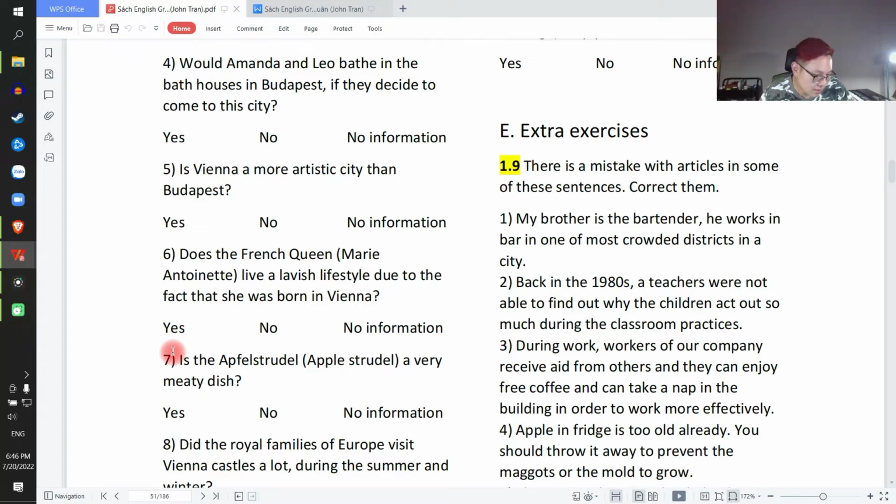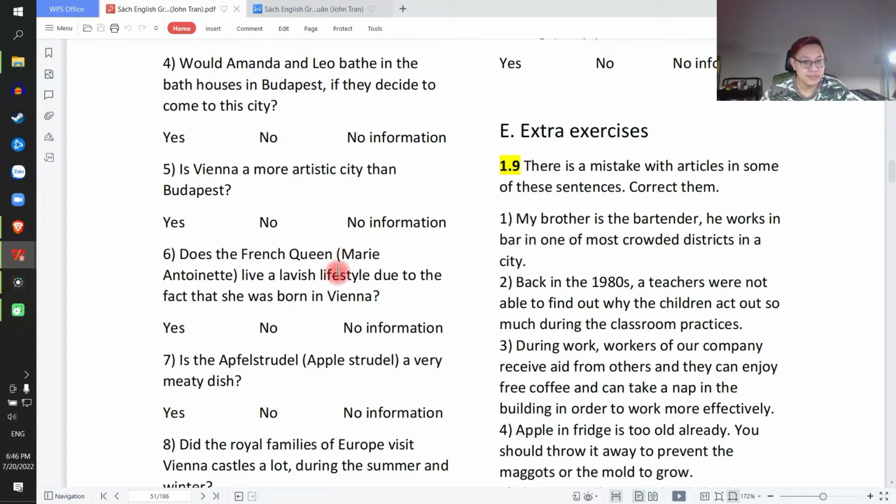Well, there was no comparison between the two, isn't it? So you cannot tell. Nó đã chẳng có một cái sự so sánh nào về cái tính thơ mộng của hai thành phố này cả. Cho nên là no information. So no information.